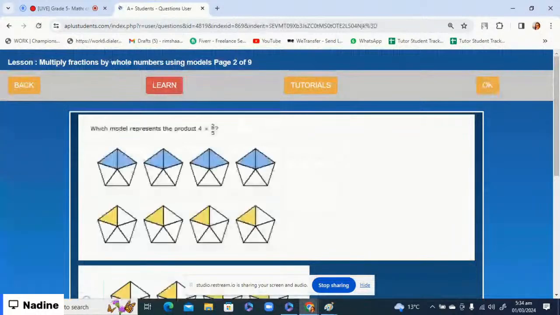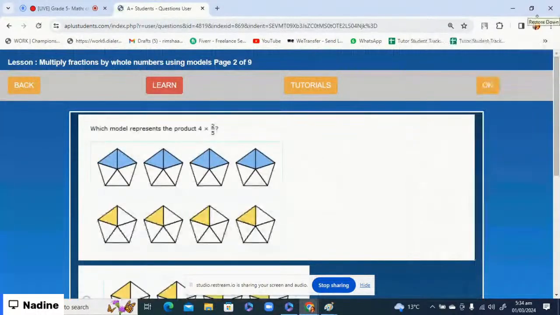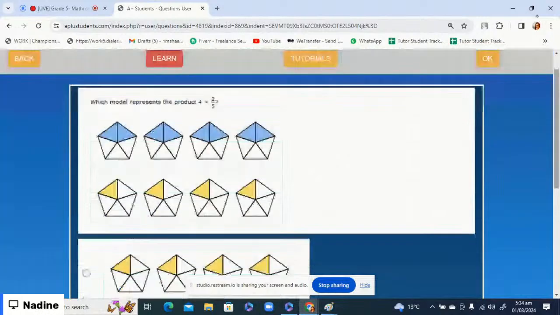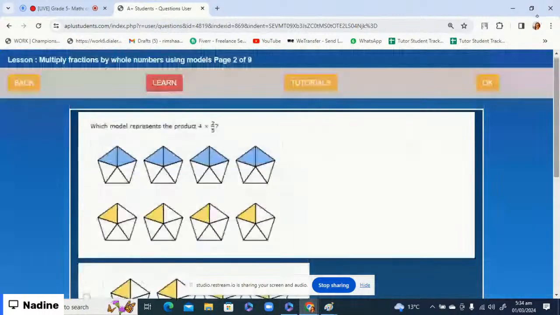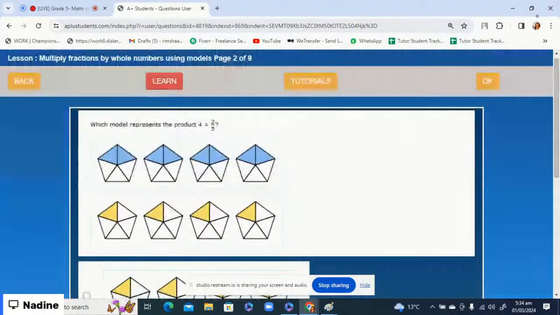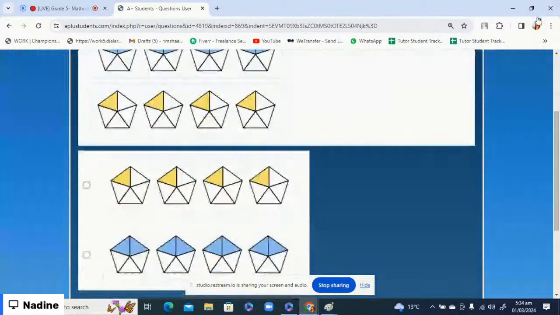Okay, let's do this one. Which model represents the product 4 times 2 by 5? 4 is the total figures. Check it out. Which one has 4 figures? 1, 2, 3, 4, 1, 2, 3. Both the models have 4 figures. Let's check the next, by 5. Small boxes are 5 in all, 1, 2, 3, 4, 5 in that one.